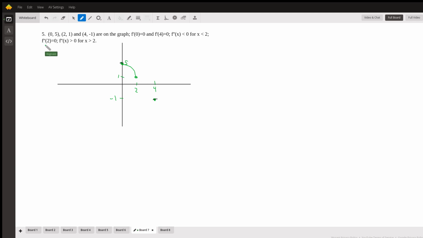All right, we got F double prime of 2 is 0. So this is going to be an inflection point. Now we got F double prime of x is greater than 0 when x is greater than 2. Right, so it's going to be a smile. It's going to be a U shape. So it's going to come down as such.